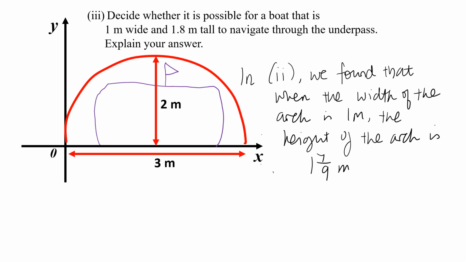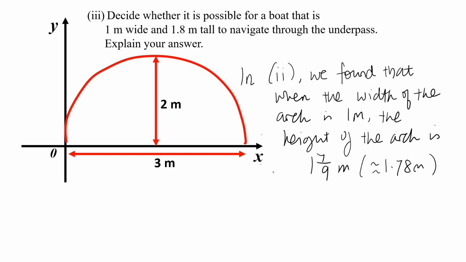So anything more than that means you cannot navigate through the underpass. If you have a boat that is 1 meter wide and 1.8 meters tall, obviously 1.8 is more than 1 7/9. If you use your calculator, 7 divided by 9 is 0.77 and so on, so this is approximately 1.78 meters. Obviously 1.8 meters is higher than 1.78 meters, so quite obviously this boat can't go through. So the diagram is wrong. This is how we explain it.